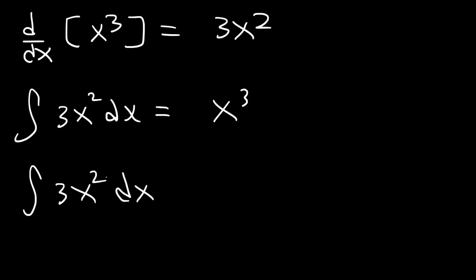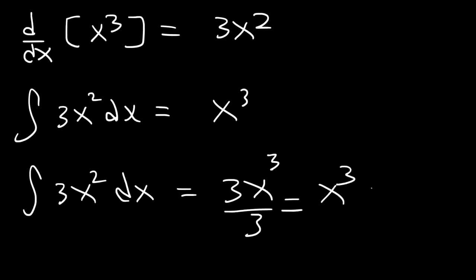The first thing you need to do is increase the exponent by 1. So add 1 to it. It's going to be 3 instead of 2. And then whatever number you get here, divide by it. So this will give you the original function x cubed.